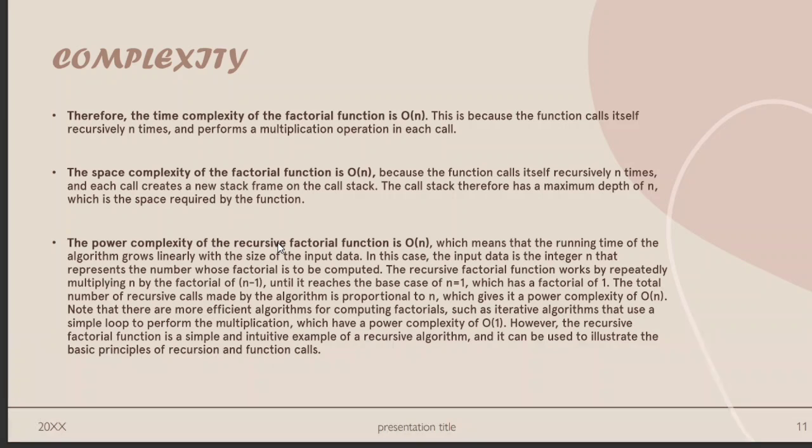The time complexity of the recursive factorial function is O(n), which means that the running time of the algorithm grows linearly with the size of the input data. In this case, the input data is the integer n that represents the number whose factorial is to be computed. The recursive factorial function works by repeatedly multiplying n by the factorial of n minus 1 until it reaches the base case of n equals 1, which has a factorial of 1. The total number of recursive calls made by the algorithm is proportional to n, which gives it a time complexity of O(n).